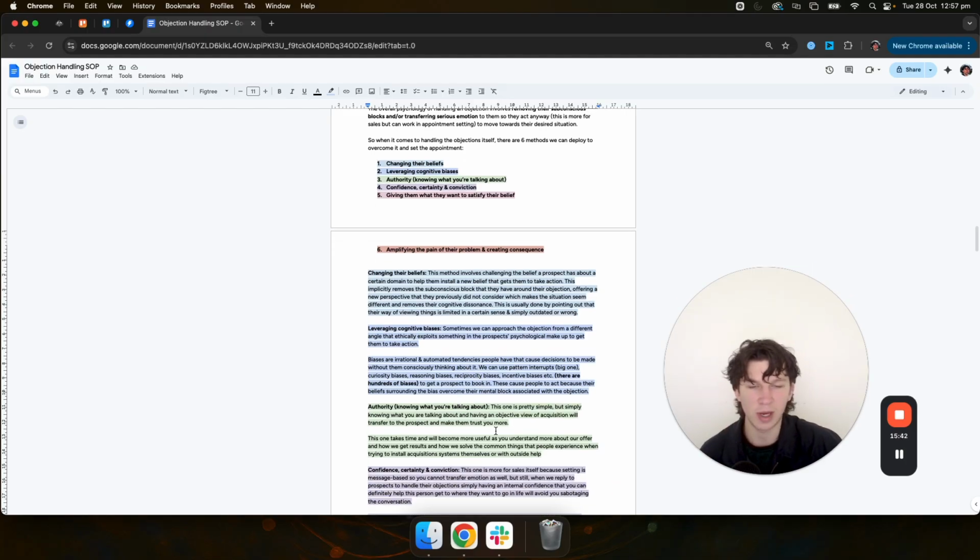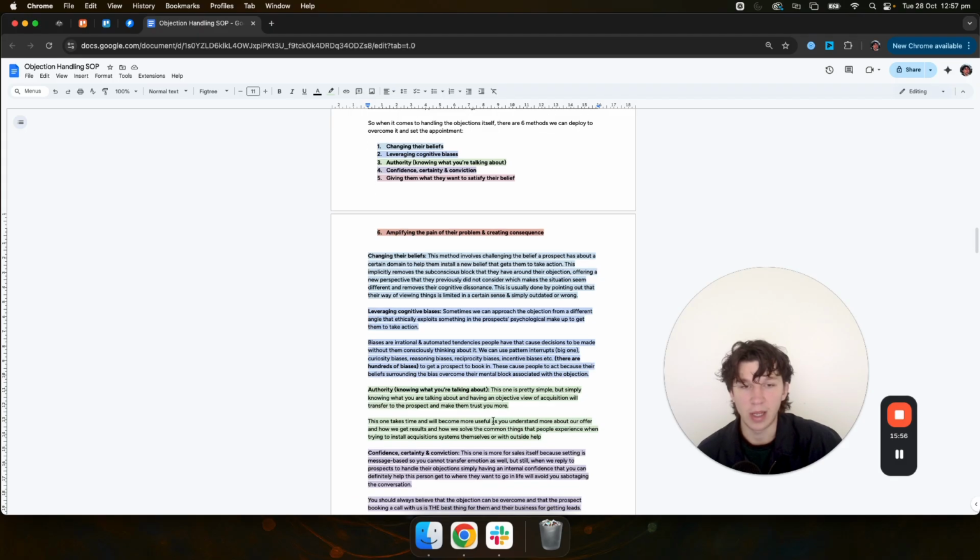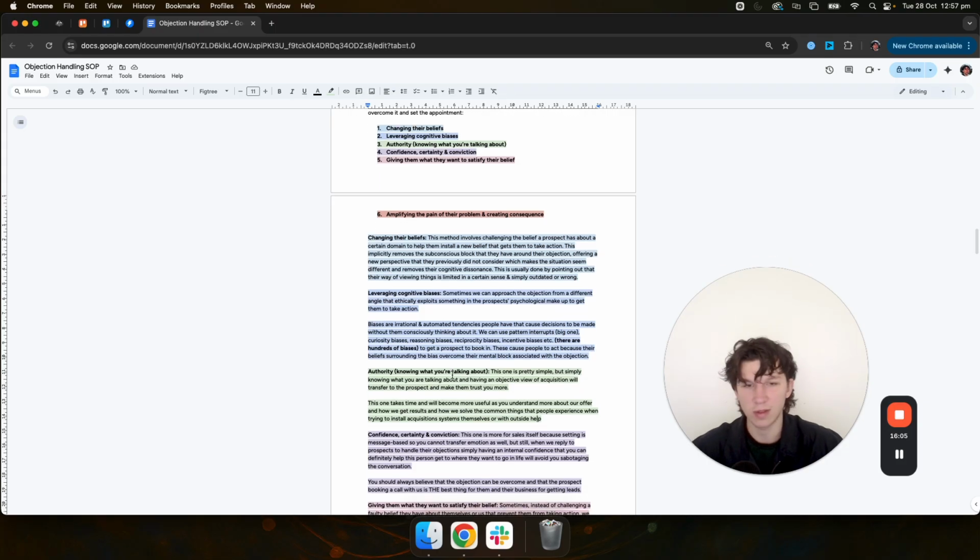Authority, knowing what you're talking about. This one's pretty simple in terms of the principle, but simply knowing what you're talking about and having an objective view of acquisition will transfer to the prospect and make them trust you more. So this one takes time and will become more useful as you understand more about the offer that you're running and how you get results for people and how you solve the common objections that people experience when trying to install acquisition systems themselves or with outside help.